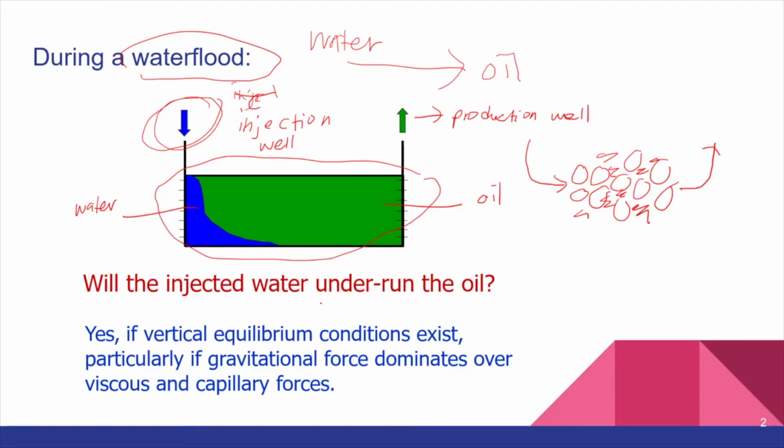So will the injected water underrun the oil? Yes, because if a vertical equilibrium condition exists, gravitational force will dominate over the viscous and capillary forces. Vertical equilibrium is this, downwards and upward verticals, and the gravitational force is pushing the water down here. So instead of flowing like a piston, the water will flow like this due to the gravitational force, and the viscosity and capillary force.